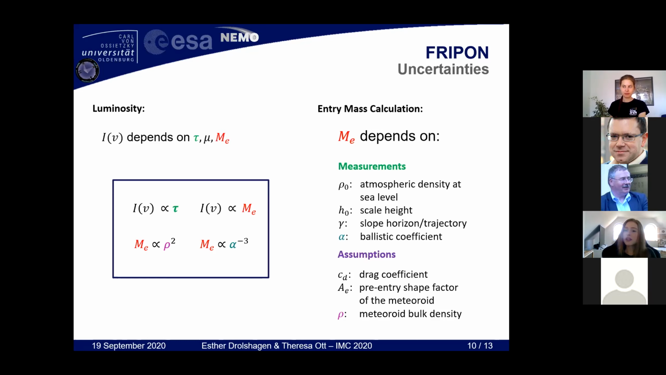And then we have some assumptions. The most important parameter we think is the meteorite bulk density, because values in literature vary a lot, and the mass depends on the density to the power of 2. So here we have a closer look at the moment.